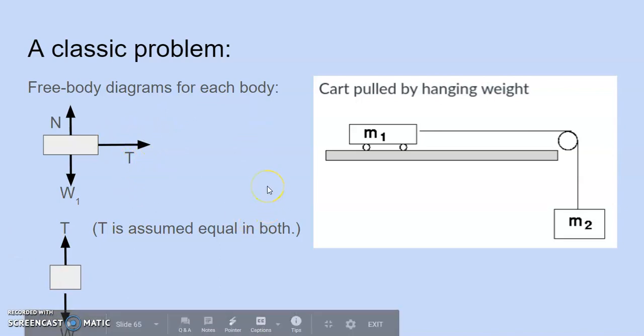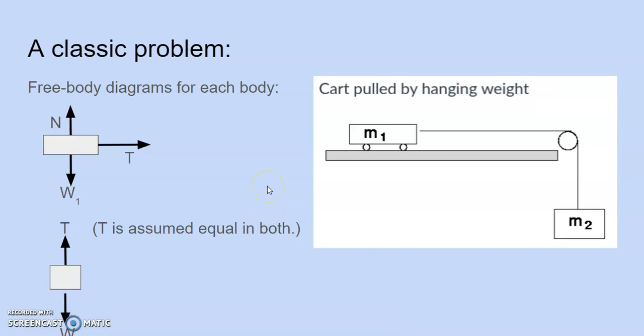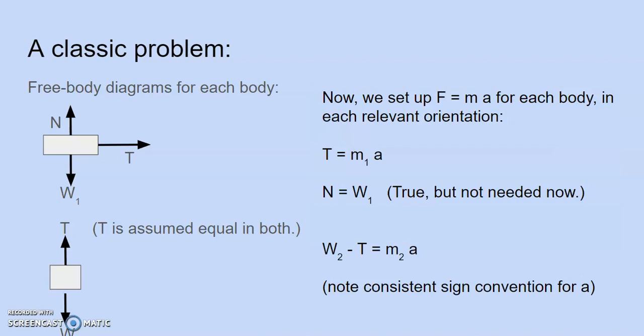And that is, of course, one of the big assumptions when we solve problems like this, that the tension is constant. It may not always be. There are instances where it's not, but for the simplest problems, it is definitely equal, or at least very close to being equal. So now that we've identified the forces, we can use the sum of the forces equals m times a, and we can solve in each relevant orientation. For example, for the first body, the motivating force is T.